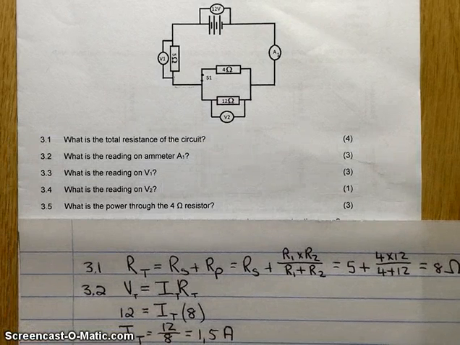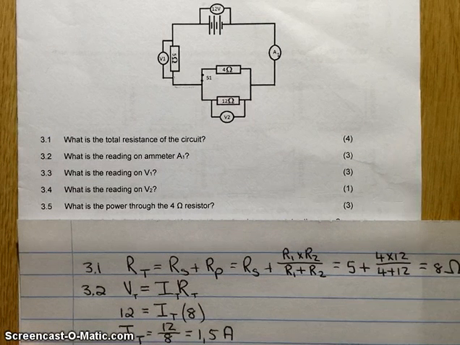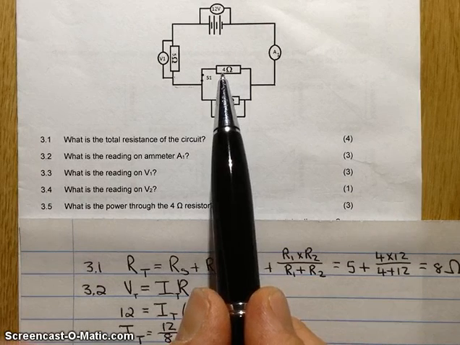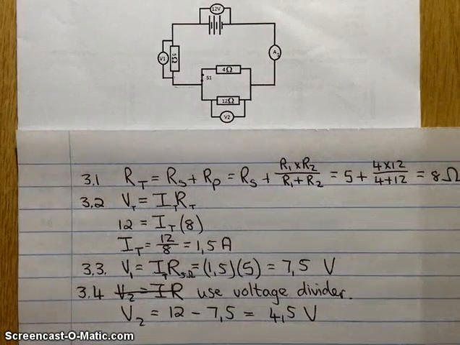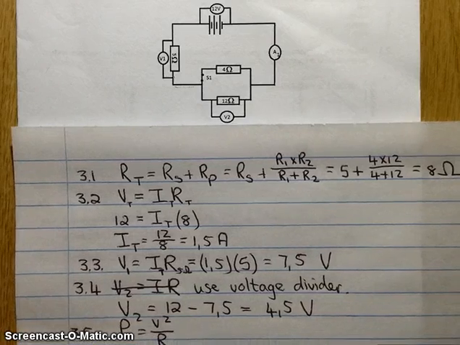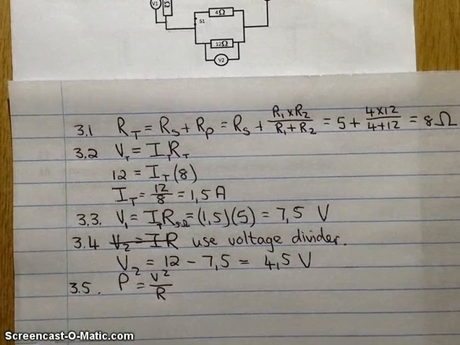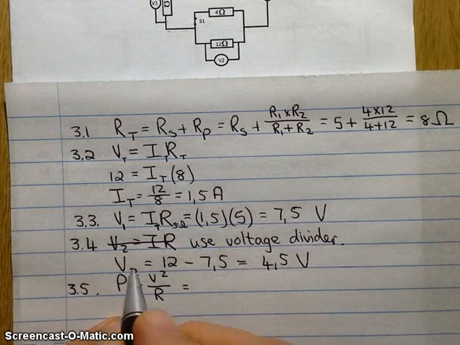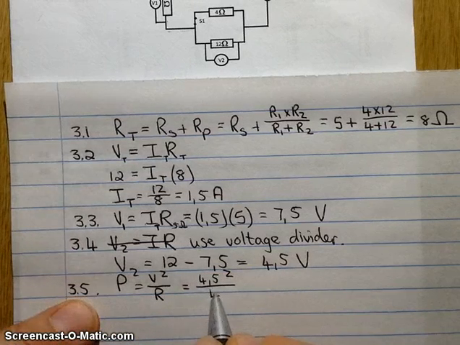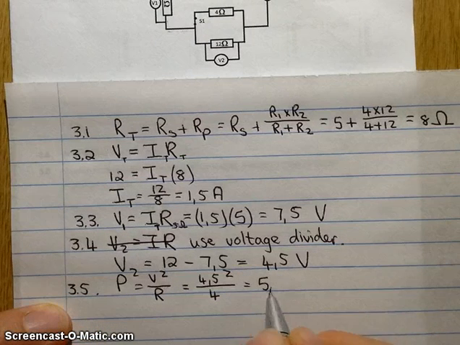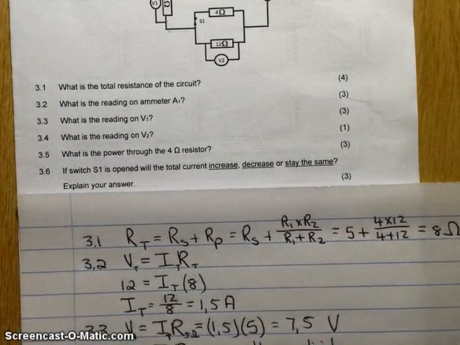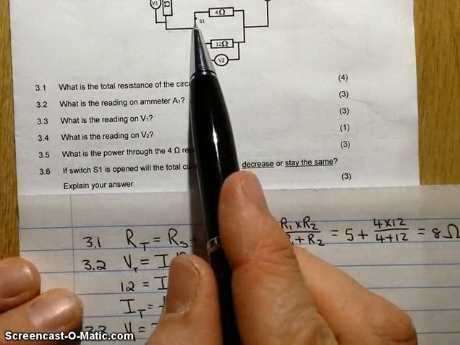The next question, 3.5, what is the power through the 4 ohm resistor? Right, the 4 ohm is in my parallel branch, so therefore we can work with one of the power formulas, which is P equal to V squared over R. Therefore, if we have the voltage over the parallel branch, we know that it is V2 over the parallel branch, so it is 4,5 squared over the 4 ohm resistor, and that gives us 5,06 watt.